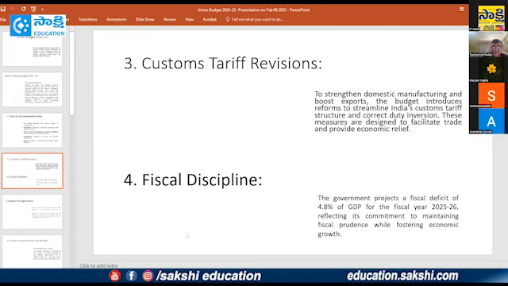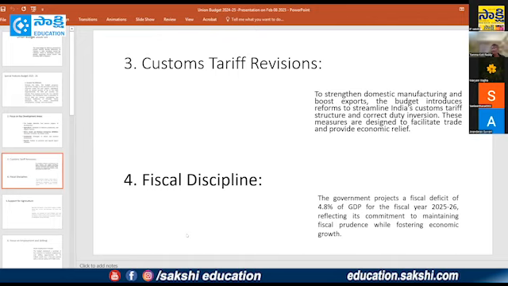Customs tariff revision: if we talk about the customs tariff revisions, they strengthen domestic manufacturing and boost exports. The budget introduces reforms to streamline India's customs tariff structure and correct duty inversions. These measures are designed to facilitate trade and provide economic relief. Fiscal tariff, it is already reduced. As you rightly mentioned, it is going to affect different kinds of inflationary pressures.